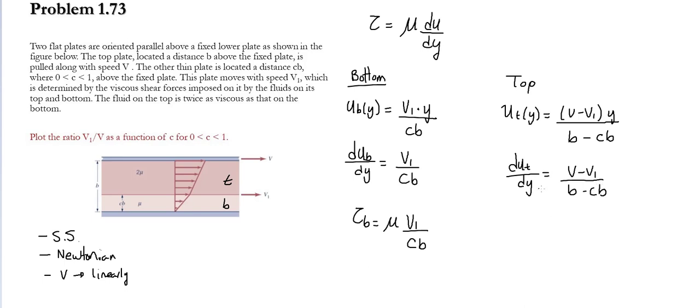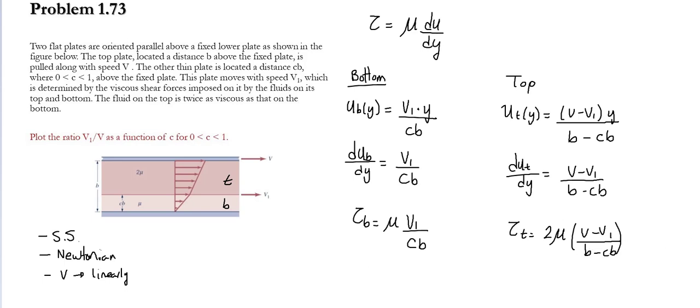Okay, and we substitute into the equation over here. So tau at the top, and it was indicated that the viscosity is twice as much as the bottom, so it's 2 mu (v minus v1), and this is divided by v minus cv. Okay, so this gives you the relationship between both of the different shear stresses, both at the top and at the bottom.